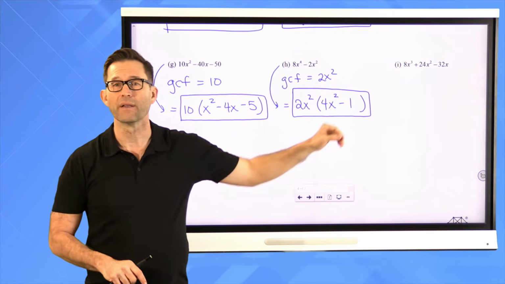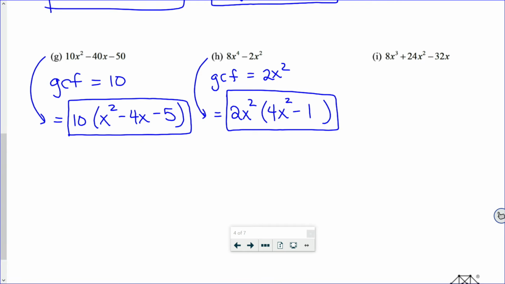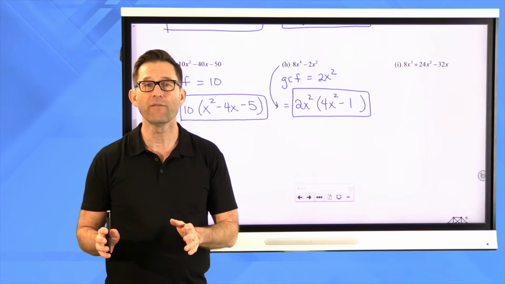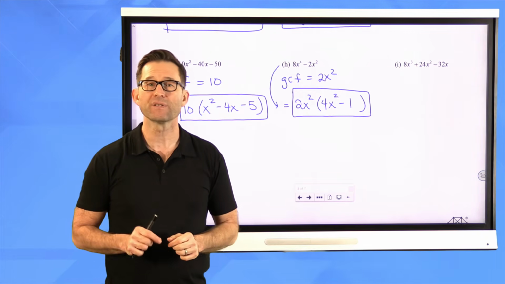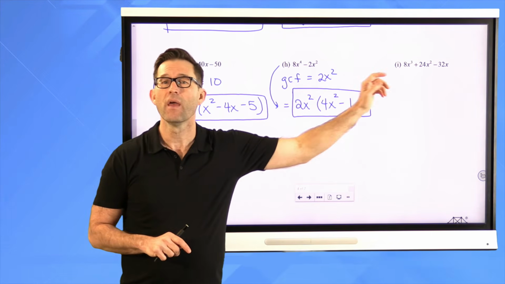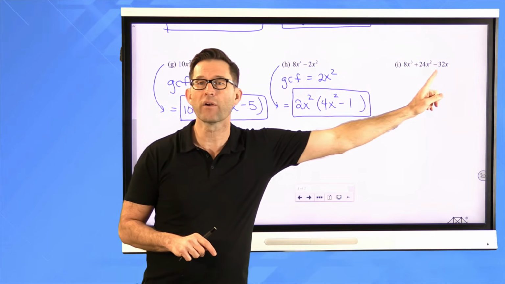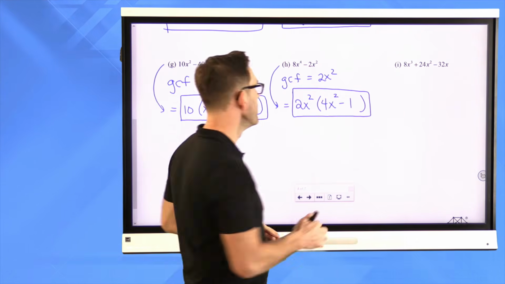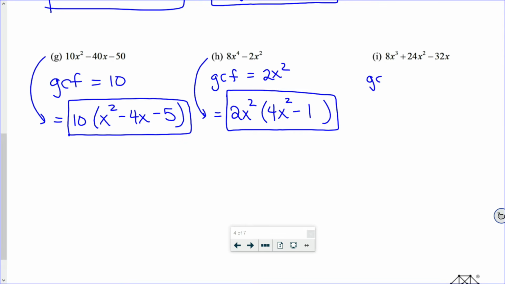All right, last one. Let's take a look at this one: 8x cubed plus 24x squared minus 32x. First let's tackle the numbers: 8, 24, and 32. The largest number that divides into all three of those is the number 8. Awesome. Then we have x cubed, x squared, and x to the first, so there's an x to the first in each one of them. Therefore, our GCF is 8x.